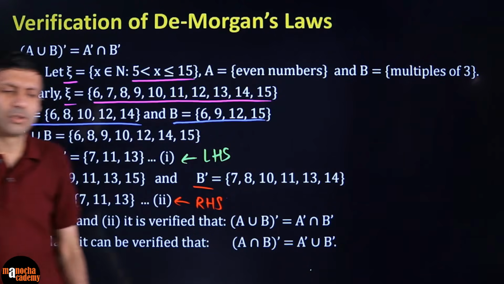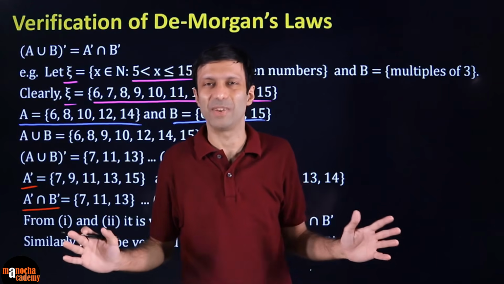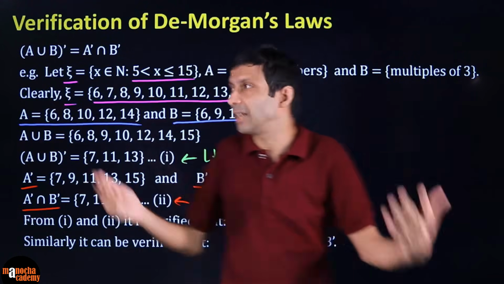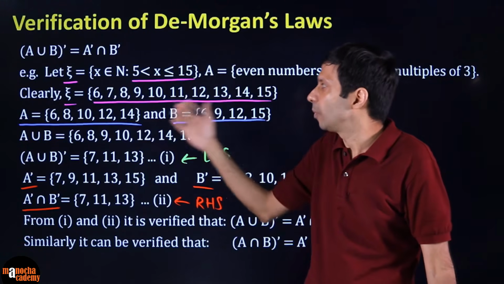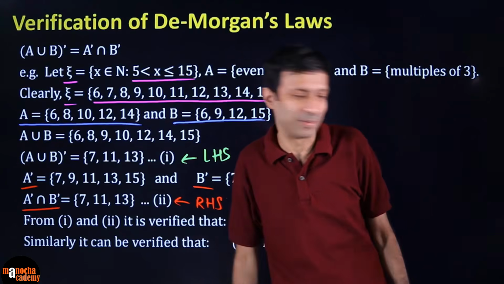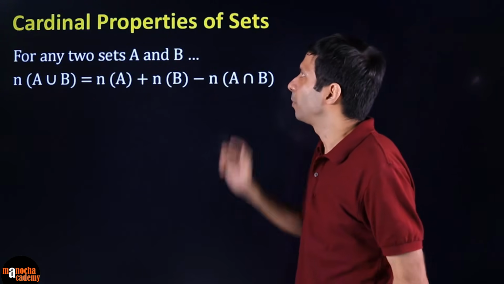Is it clear? Very simple, you just have to take the left hand side, the right hand side, and verify it with some example. Obviously, you cannot take some imaginary set. You take a universal set, a set A, a set B, and then take your complements. Very simple. And the last thing we're going to talk about today, the cardinal property of sets.